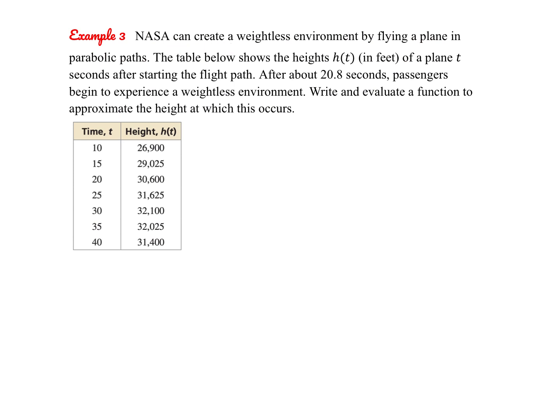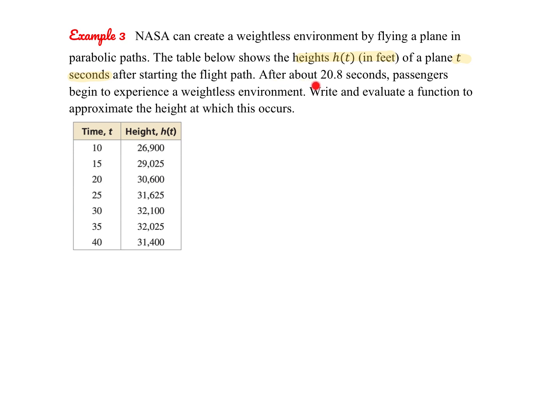All right, so let's look at this next example. This says, NASA creates a weightless environment by flying a plane in parabolic paths. The table below shows the height, which is h of t, in feet, of a plane t seconds after starting the flight path. So this time our x-axis represents time in seconds. Let me highlight that, t seconds, and our y-axis represents the height in feet.